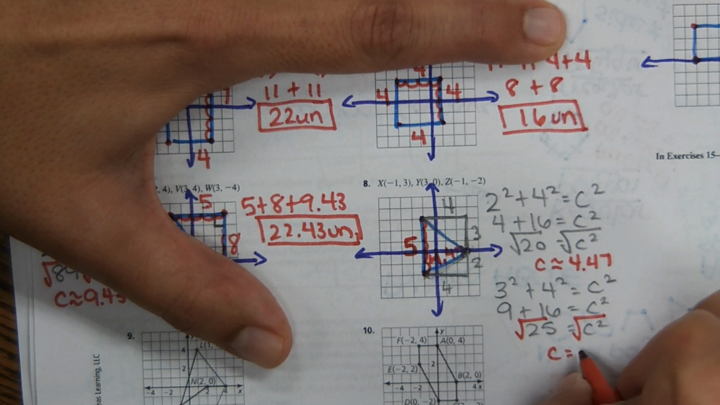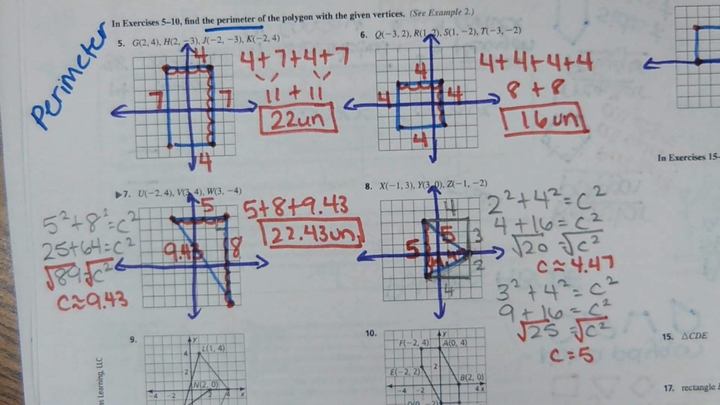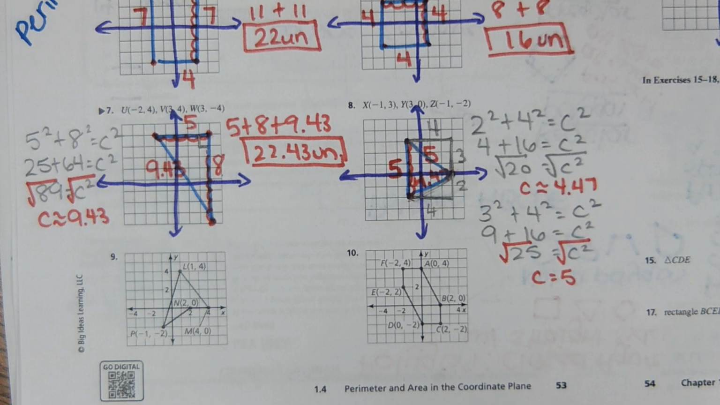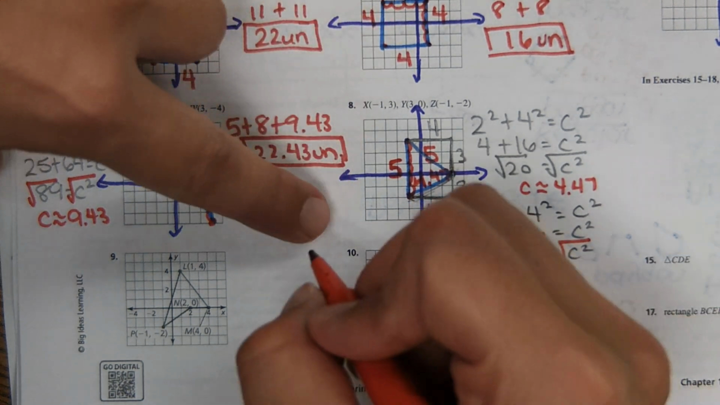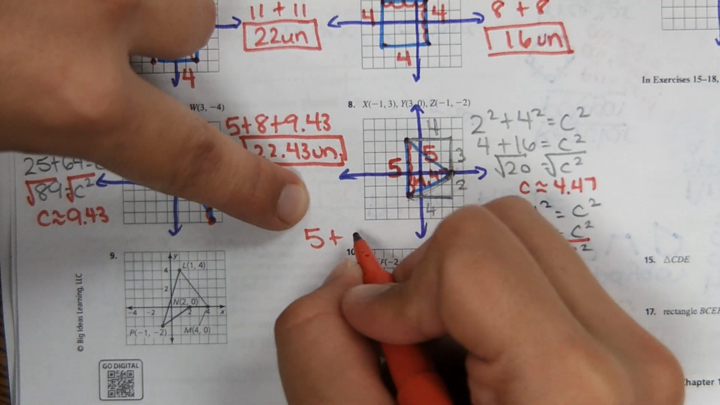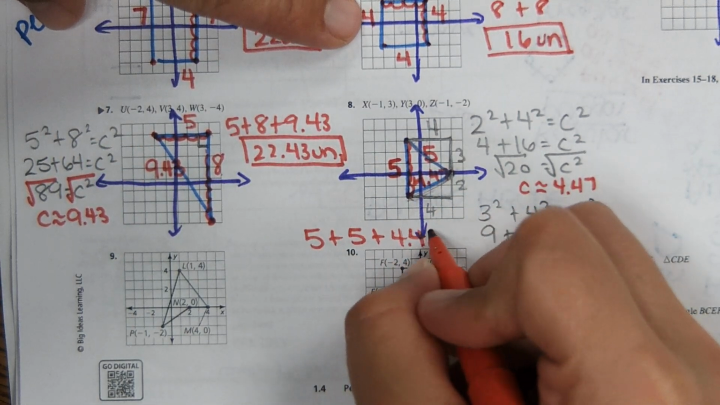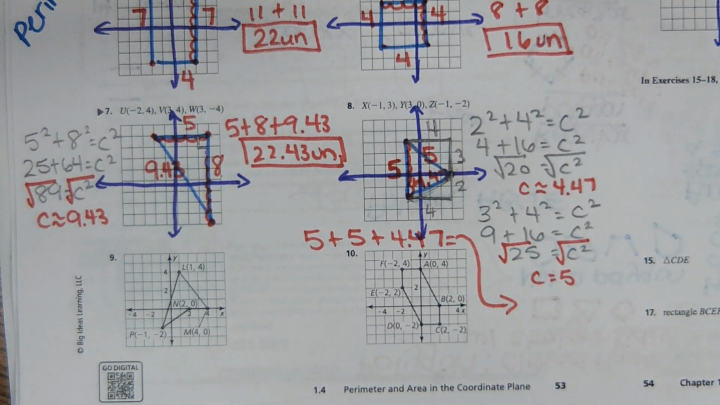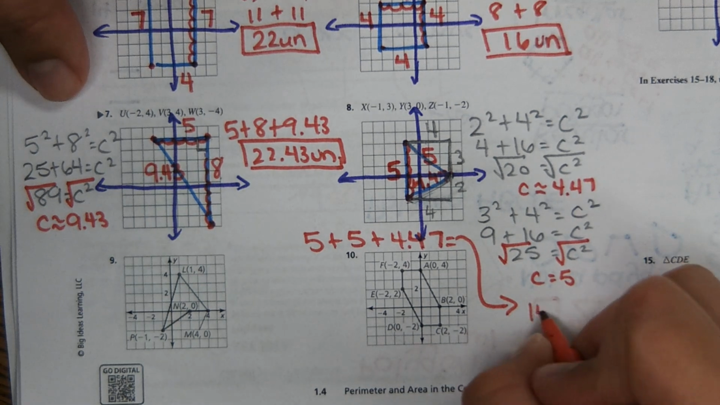C equals 5. And then once you have each side length, you can add them. So 5 plus 5 plus 4.47 equals. This adds up to 14.47.